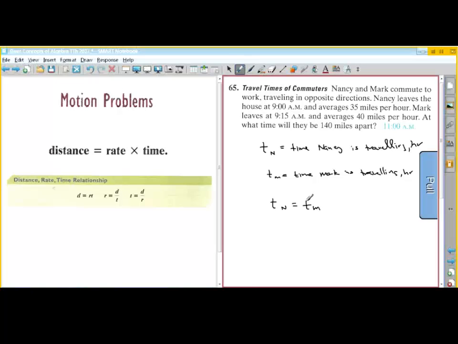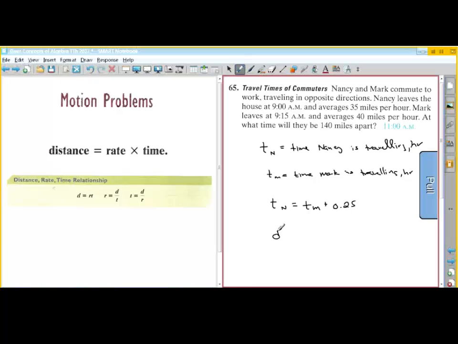Okay, so the time that Nancy's traveling is the time that Mark's traveling plus how much in terms of hours? Yeah. So it's 15 minutes, which is a quarter of an hour. So that's the relationship between the time Nancy travels and the time Mark travels.